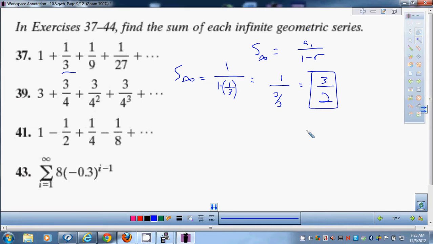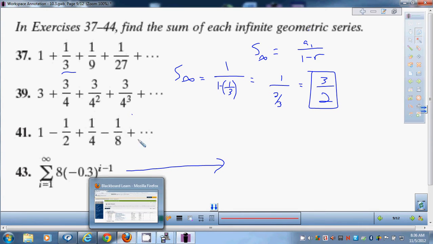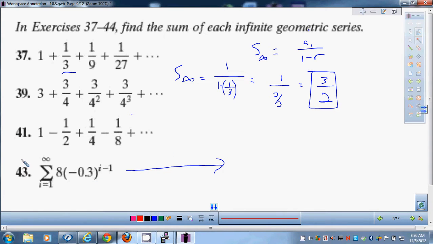What is the r value on number 39? What was it? Very good. 1/4. 3/4 divided by 3. You know, that's how you find your r value. Would give you 1/4. You could find that one. What's going to be the r value on 43? What's going to be my r value on 43? What's that? That's right. It's going to be the number being raised to the exponent.